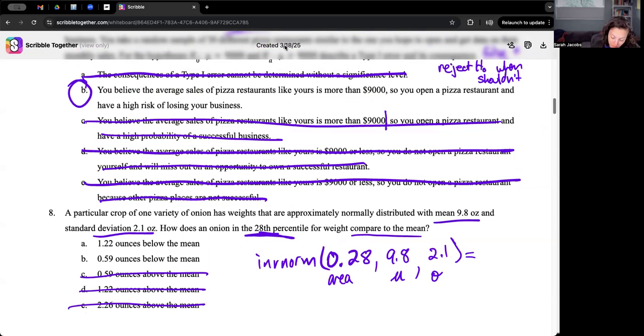I'm sorry. Okay. So this is going to give us the weight of a 28th percentile onion. So area is 0.28, mean is 9.8, and standard deviation is 2.1. If you have one of the newer calculators, make sure when you're working with a percentile that you're using a left tail. All right, so we get that this onion's weight is 8.576.